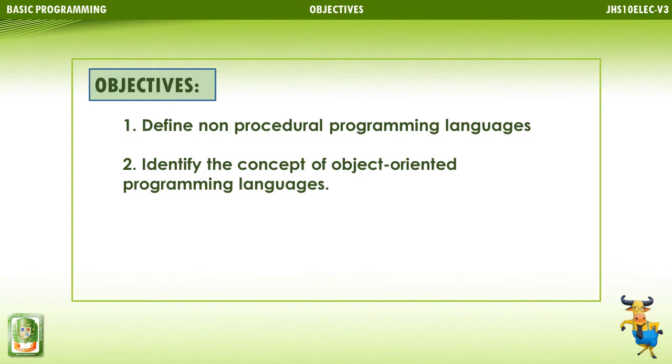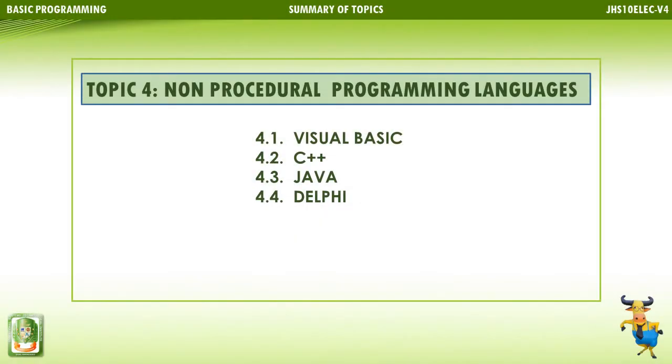Objectives. 1. Define non-procedural programming languages. 2. Identify the concept of object-oriented programming languages. Topic 4. Non-procedural programming languages. 4.1 Visual Basic. 4.2 C++. 4.3 Java. 4.4 Delphi.